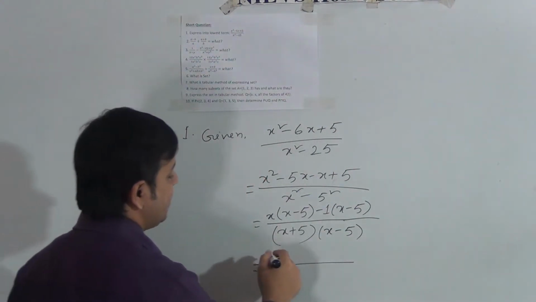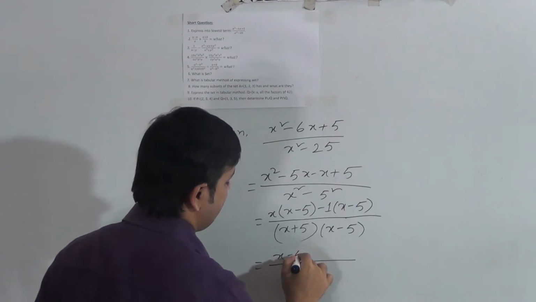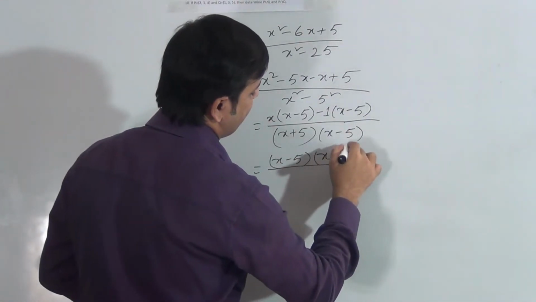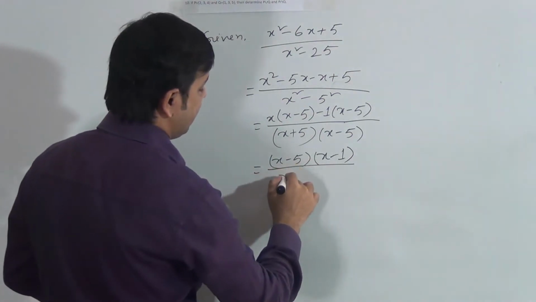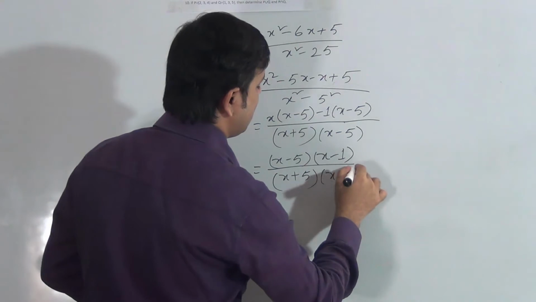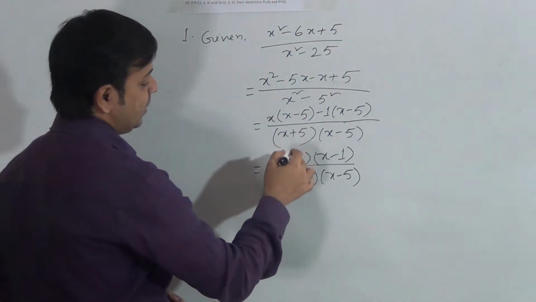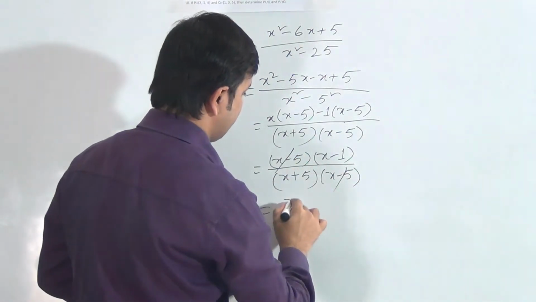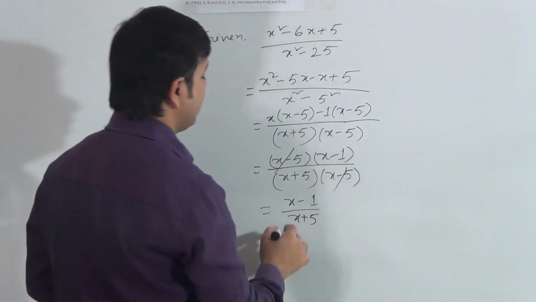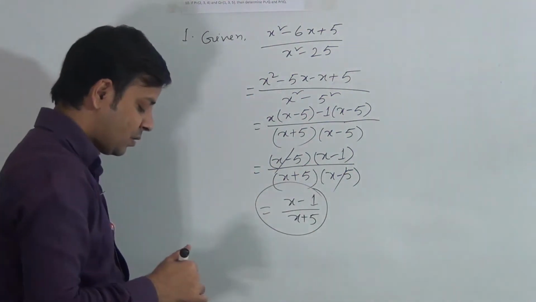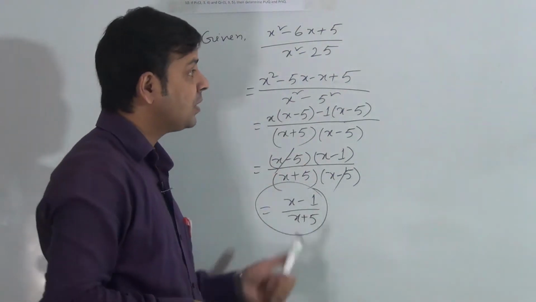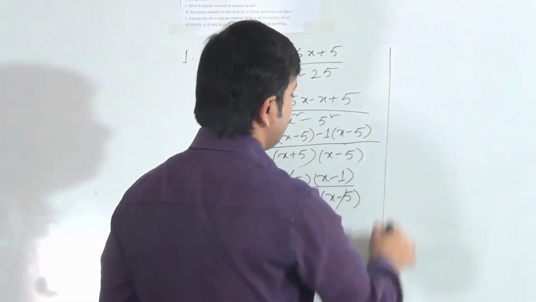So we can write in the numerator x minus 5 as common, and here x remaining, here minus 1 remaining. Now we can cut x minus 5 and x minus 5. What will remain? x minus 1 by x plus 5. So this is our required answer for question 1. Okay, dear students, I hope you have understood question 1. Now I will solve question 2.